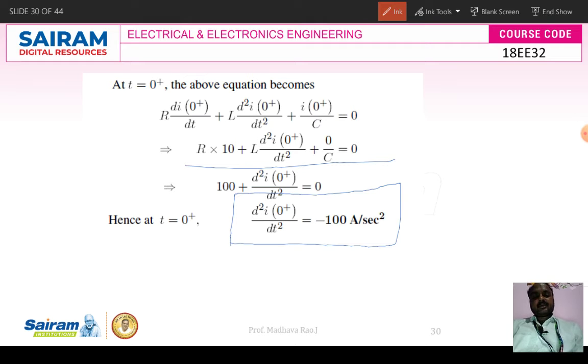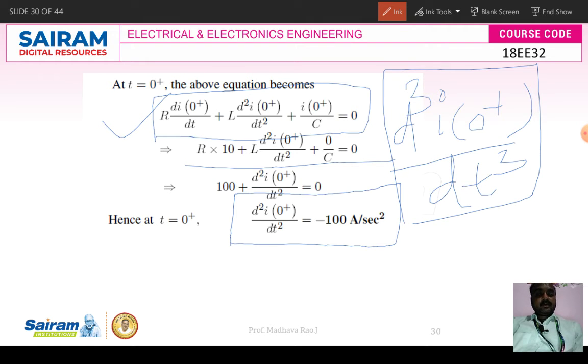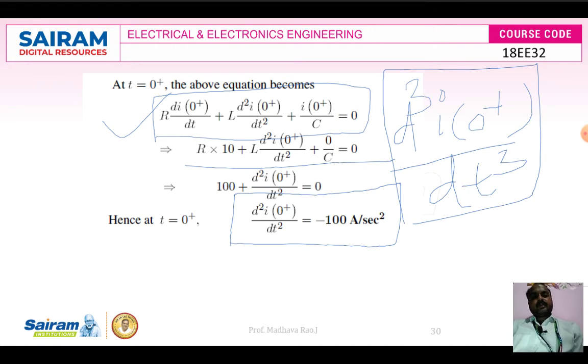Suppose they ask you to find d cube i of 0 plus by dt cube. We have to differentiate this expression with respect to t one more time, and you can find d cube i of 0 plus by dt cube. That is the extra thing for you. Now we will move to another problem.